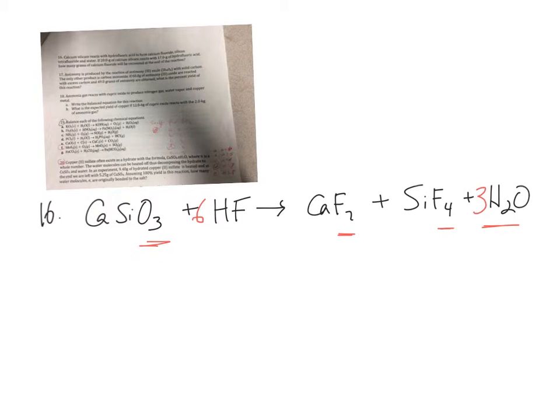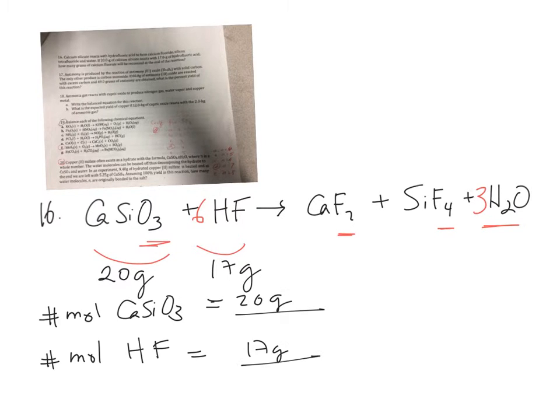The next thing you want to do is, since you're given both reactants, you want to figure out which one is the limiting reactant. In this case you were told that this is 20 grams and this one is 17 grams. To do that, the first step is to convert both of these masses to the number of moles, and you do that by dividing each mass by the molar mass of that compound. Here I've written the calculation for that.